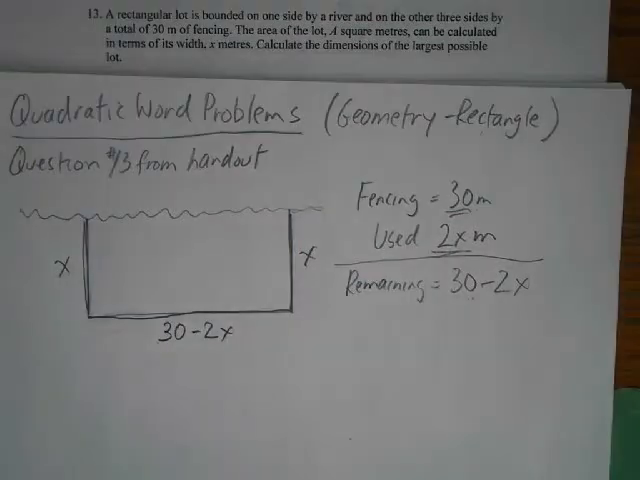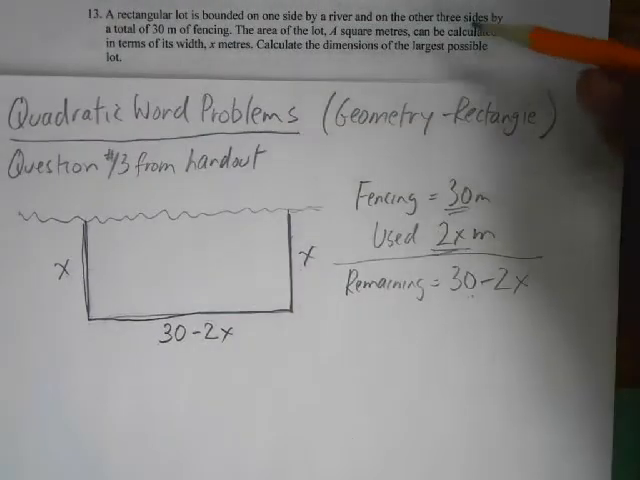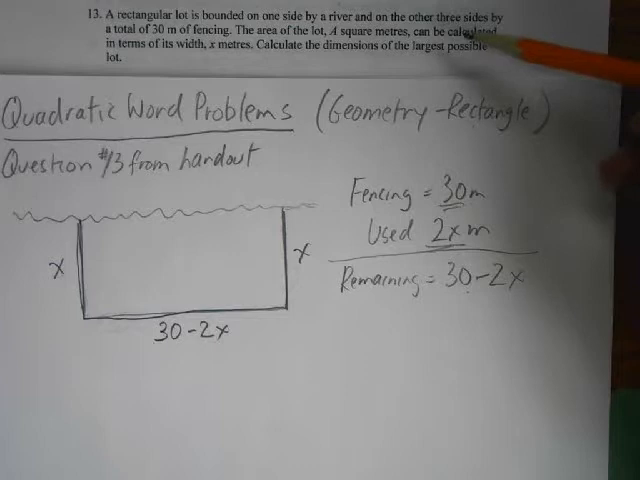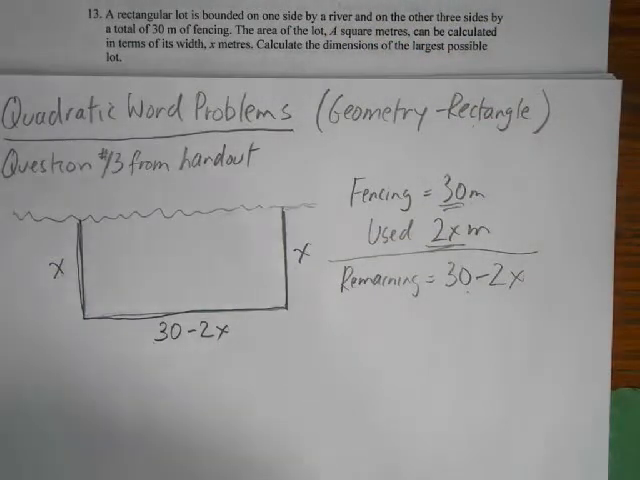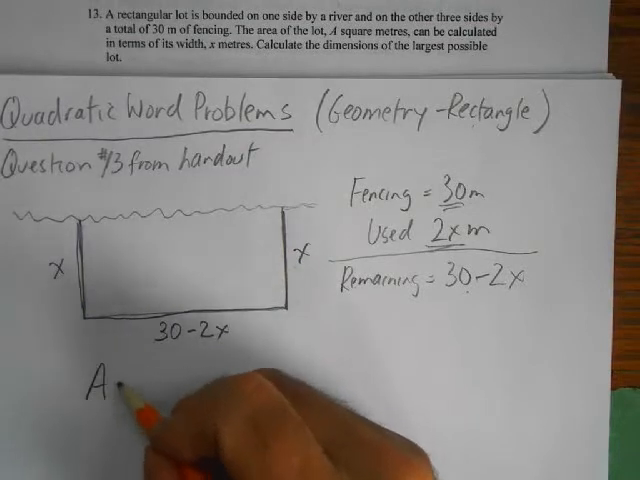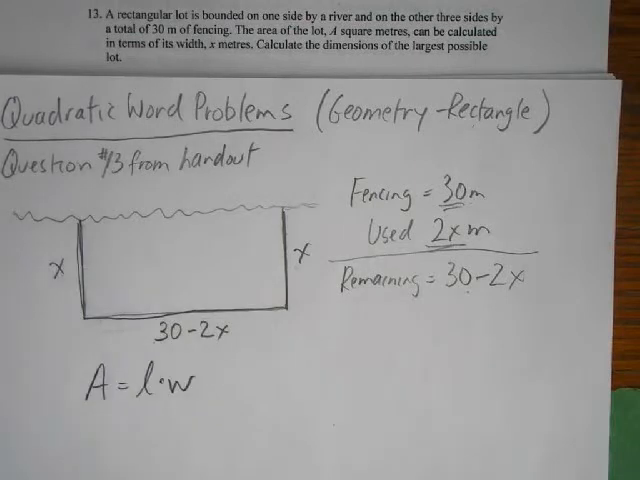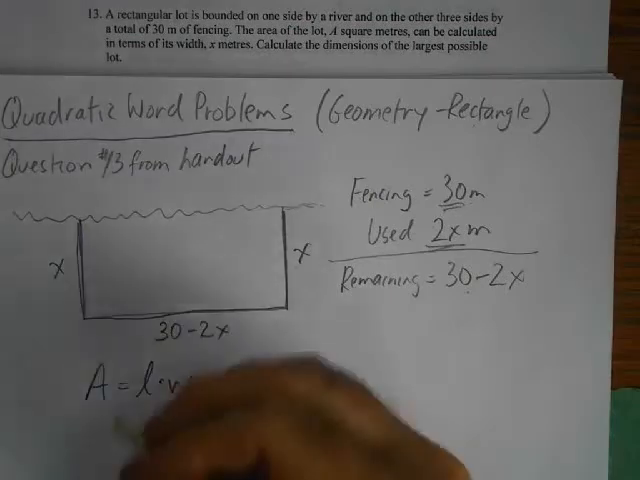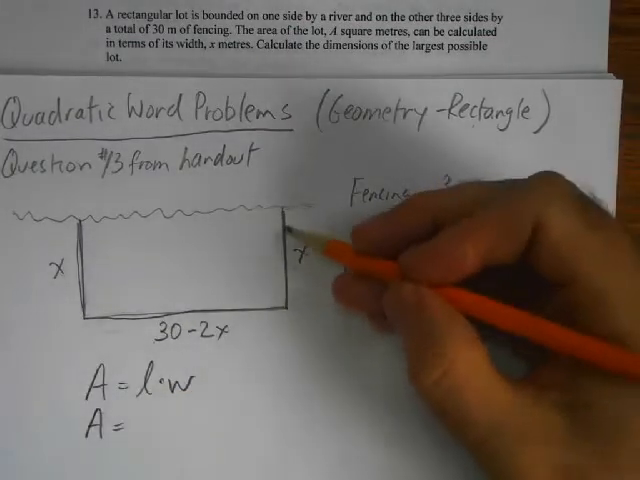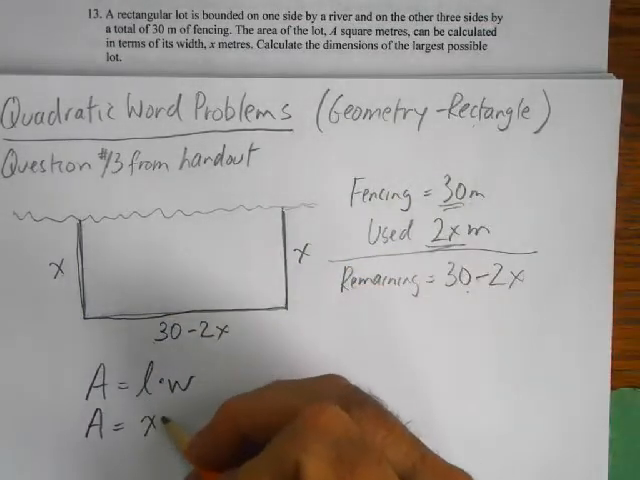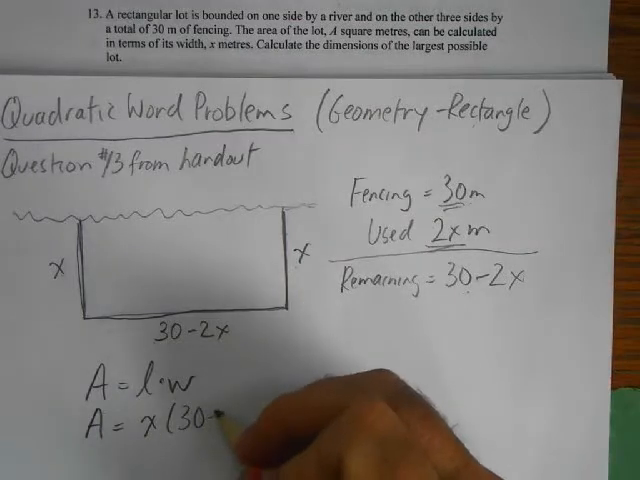Okay, now, it says here we want to create the largest possible lot, which means area. We want the largest possible area. So I'm going to start off with just the basic area of a rectangle, which is length times width. I'm going to call this my length and not my width. It doesn't really matter. So that's going to be x times 30 minus 2x.